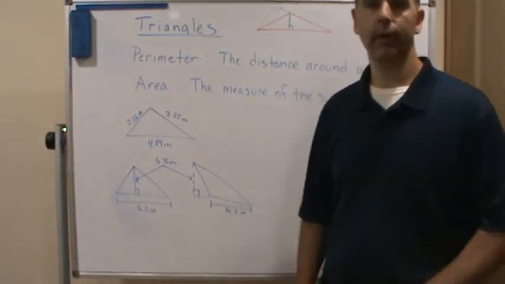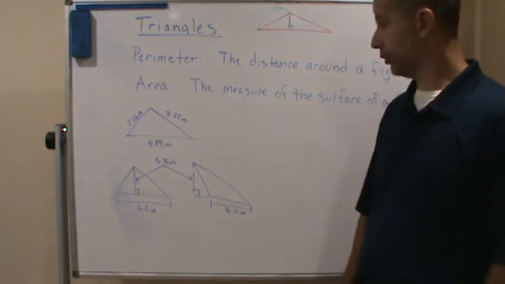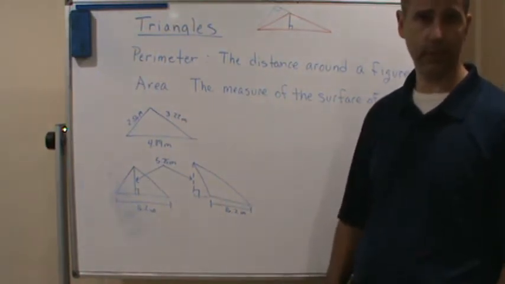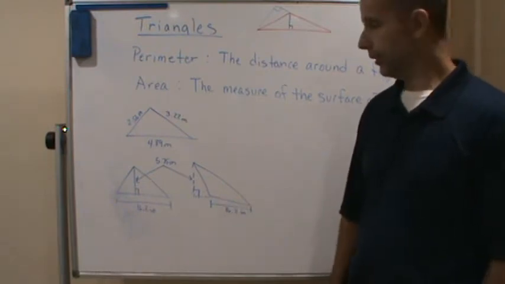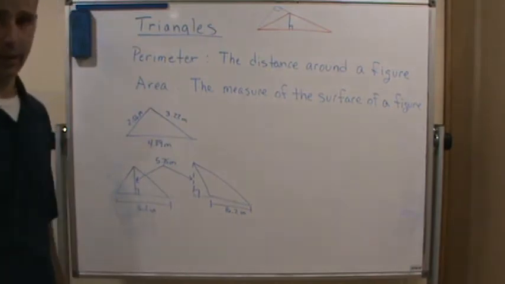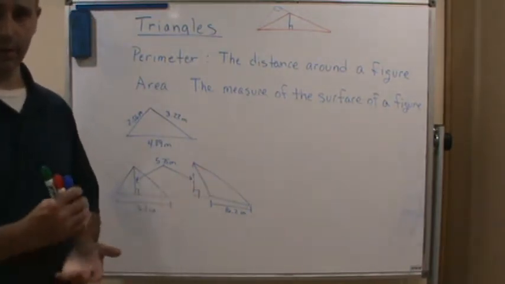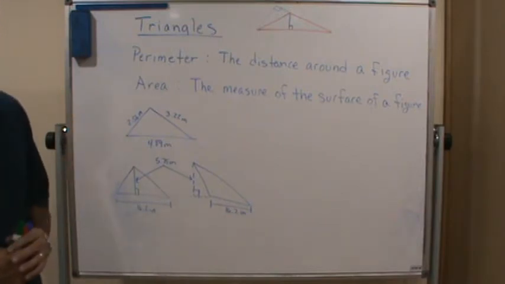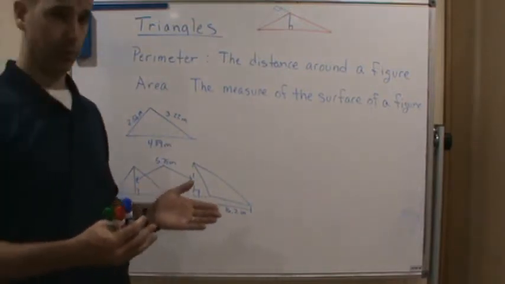Okay, so welcome. Today we're going to introduce a couple of other vocabulary terms, some concepts, and then we're going to do an example. Here we're going to introduce perimeter and area, specifically as they apply to triangles. In general, perimeter is just the distance around a shape or a figure.